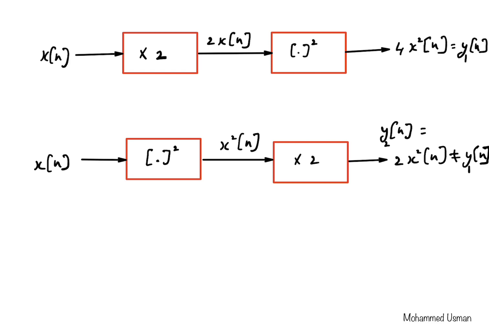So how do we know? By looking at the impulse response, what condition should the impulse response satisfy in order for the system to be a memoryless system? So let's look at that. That's our next property, called LTI systems with and without memory.